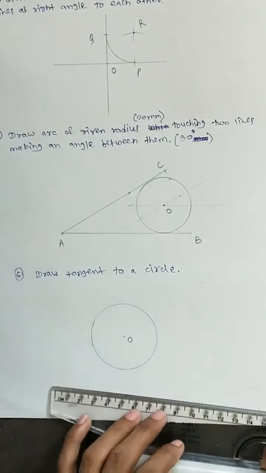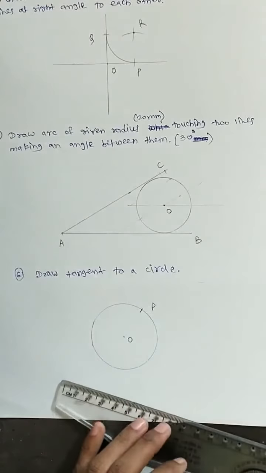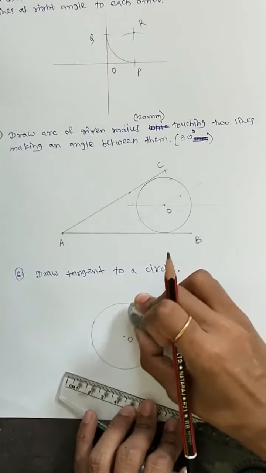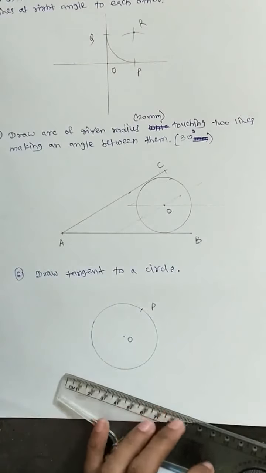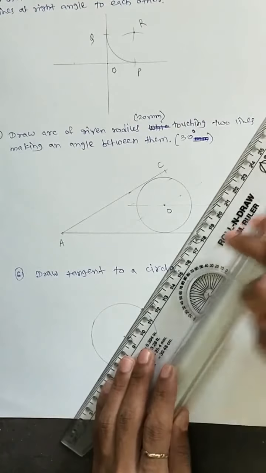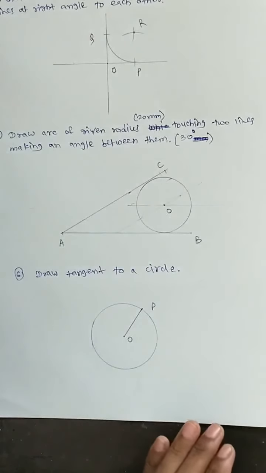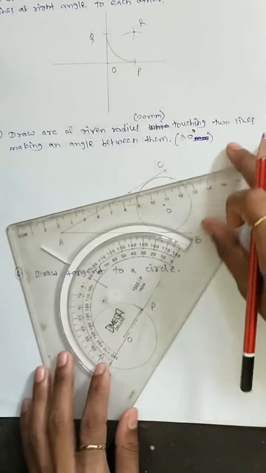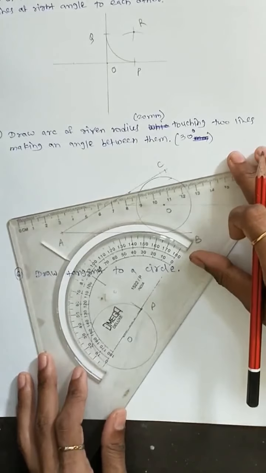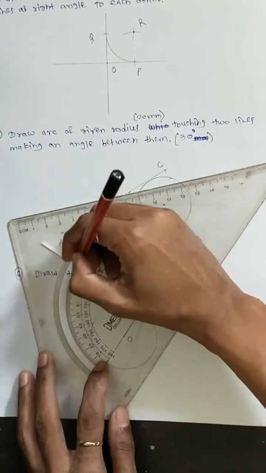Then take any point P on the circle. So suppose this is point P. And we have to draw a tangent at point P. So join OP. And then draw a perpendicular line to line OP from point P. That is, take angle 90 degree.